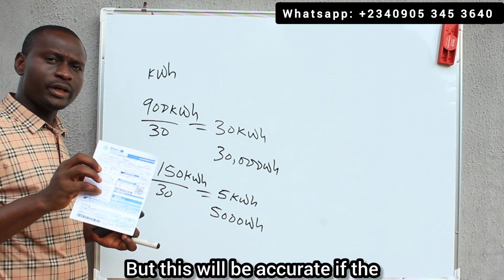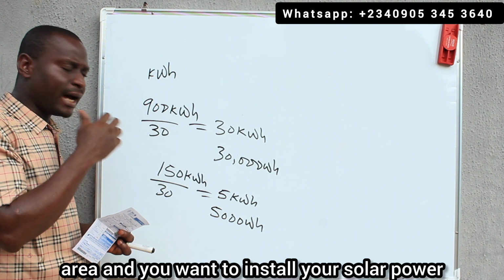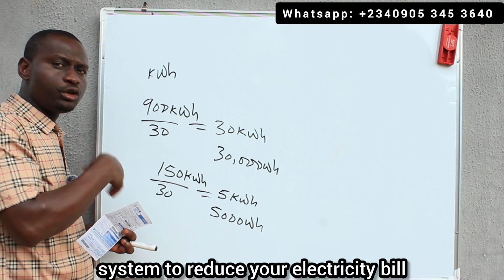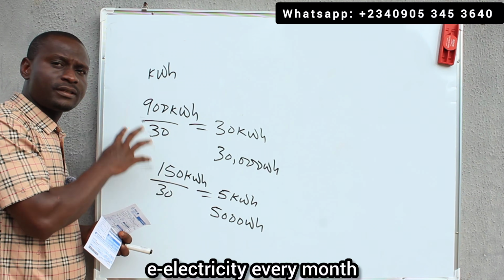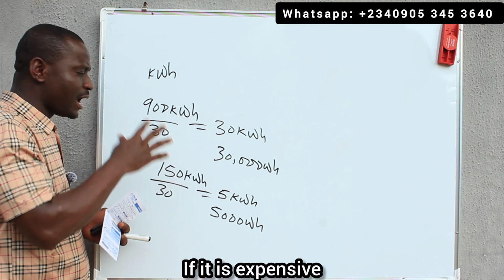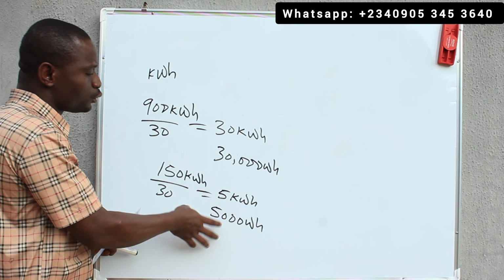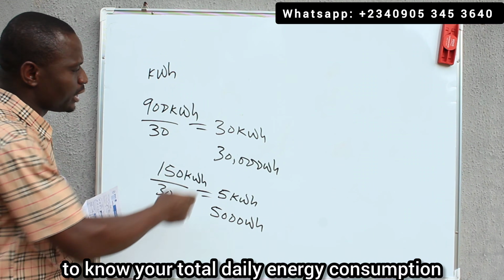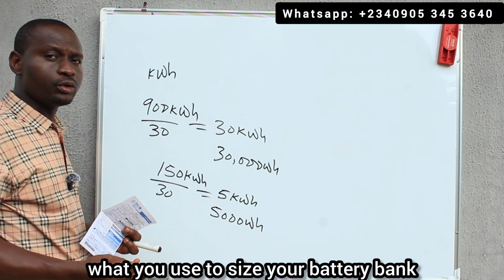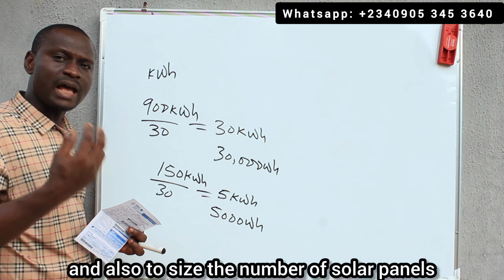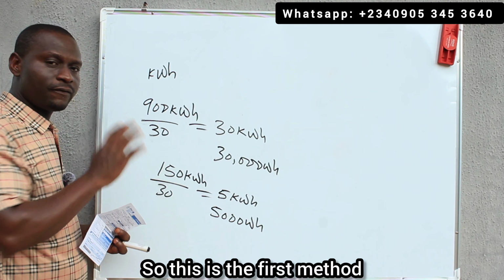But this will be accurate if you have a stable grid in your area and you want to install your solar power system to reduce your electricity bill. That's the money you're using to pay for electricity every month. If it is expensive and you want to reduce the cost, you can use your monthly electricity bill to know your total daily energy consumption. This information is very important because your daily energy consumption is what you use to size your battery bank and also to size the number of solar panels that will be able to generate the energy. So this is the first method.